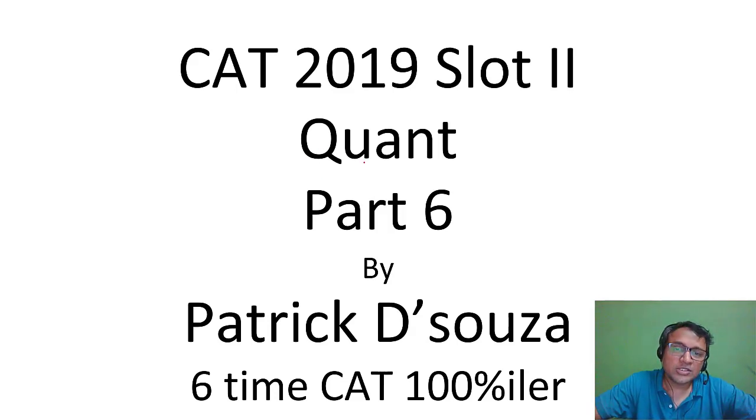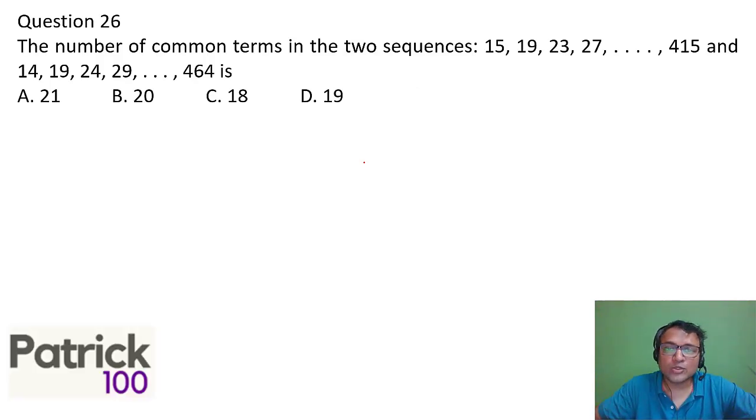So here we'll take a few questions. Try to solve on your own before you look at the solutions. Here you have two arithmetic progressions. Here the difference between the terms is 4, so D is 4. Here the difference between terms is 5, so D is 5.